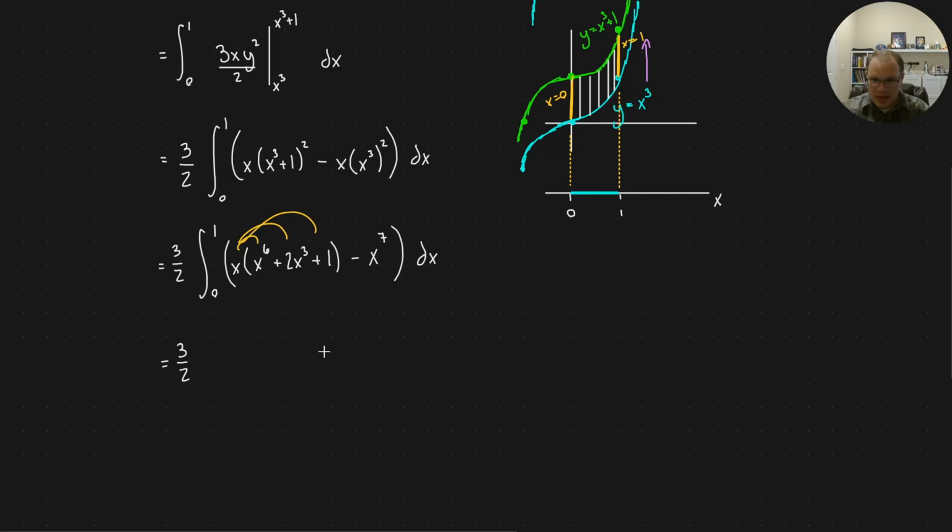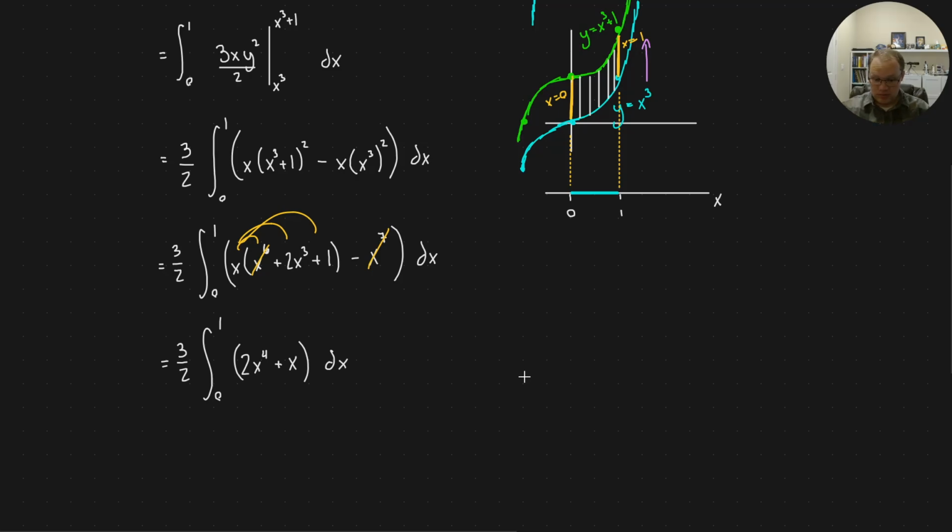Distribute that x, combine like terms. Here, this first distribution, I get x times x to the 6th. That'll be x to the 7th. Minus x to the 7th, they'll go away, right? Leaving me just x times 2x cubed is 2x to the 4th. And then x times 1 is x. All right. So that was simplifying the integrand.